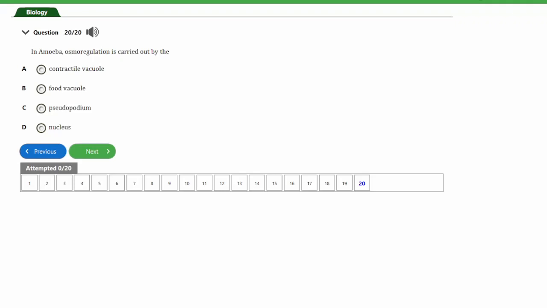It says, in amoeba, osmoregulation is carried out by the A, contractile vacuole, B, food vacuole, C, pseudopodium, D, nucleus. So guys, the answer to this question, like we already know, is the contractile vacuole. The contractile vacuole present in the amoeba is actually used for osmoregulation, and its function is to collect the excess water in the cytoplasm and remove it. So it's used to regulate the amount of water in the amoeba.